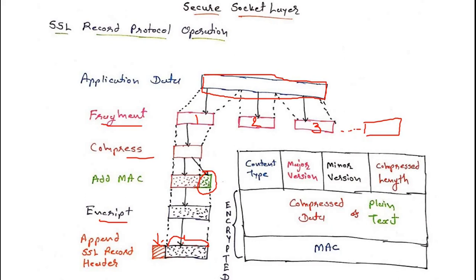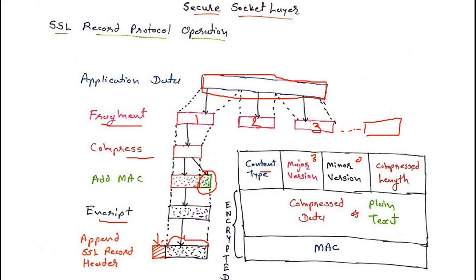Get it? So if you look at what should be available in the header, various types of fields are available. Like the first field, the content type, which type of content is going to be stored. Another thing, major version and minor version. The major version will probably be 3 and the minor version probably 0. It means which version of this protocol is being used.